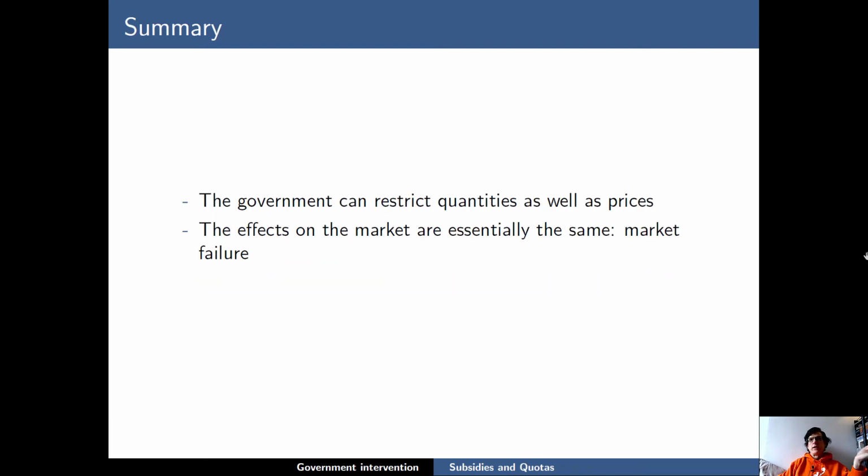So, in summary, the government can restrict quantities as well as prices, and the effects on the market are essentially the same. You still have a market failure.